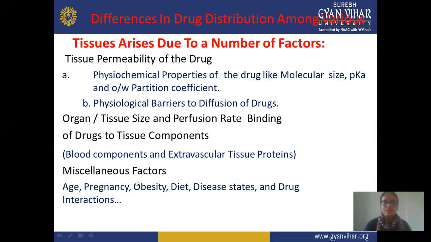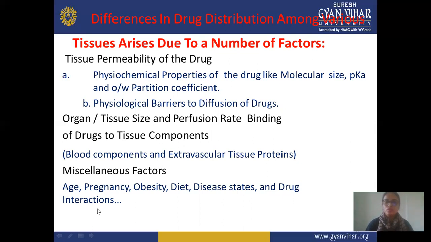Next are miscellaneous factors, which cover age, pregnancy, obesity, diet, disease state, and drug interaction. Distribution also depends on age. In children, the body parts are not completely developed, so distribution may be less or may show a high affinity to certain tissues due to thick membranes. In pregnancy, drug distribution may also vary because the placental barrier is very thin, and larger particle size can cross this barrier and show toxicity such as teratogenicity.